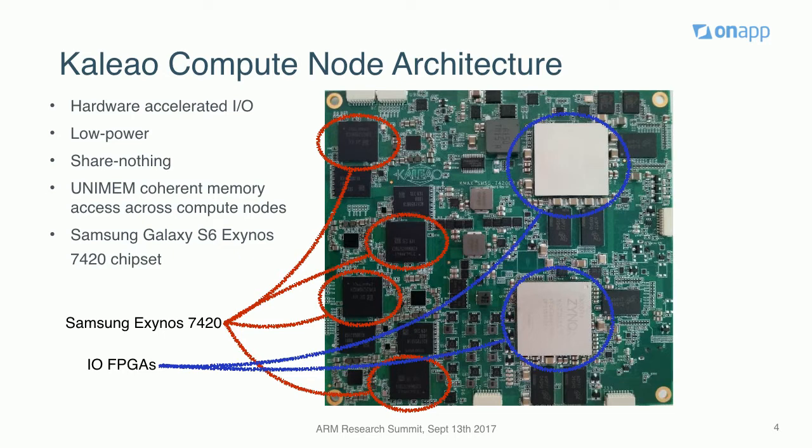The FPGA components here. This is the network FPGA that controls all of the external network I/O. This board has dual 10 gig Ethernet external ports, and then there's a storage FPGA here that controls access to the direct attached flash storage on the board itself. So each compute node has its own I/O resources shared across the 4 discrete ARM CPU sockets.